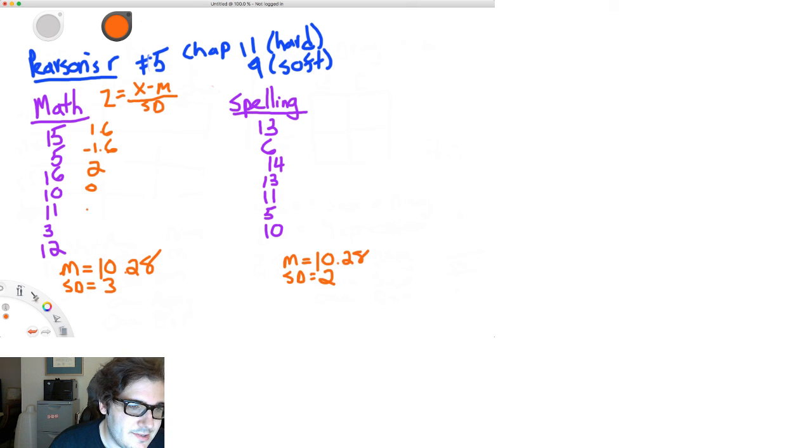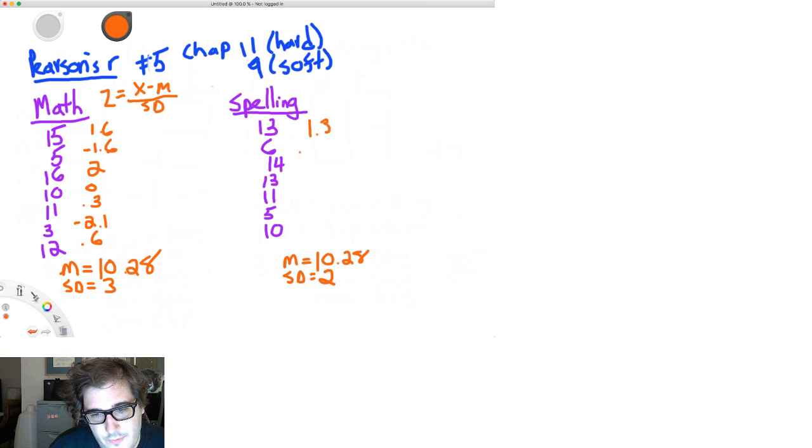11 minus 10, this is like 0.3. 3 minus 10, 7, so this is negative 2.1-ish. 12 minus 10 divided by 3 is like 0.6. So these numbers that I'm calculating are going to be given to you on the test. That's why I'm not going hard on these. I'm just going very soft on making these numbers. 13 minus 10 divided by 2, so 3 divided by 2, 1.3.